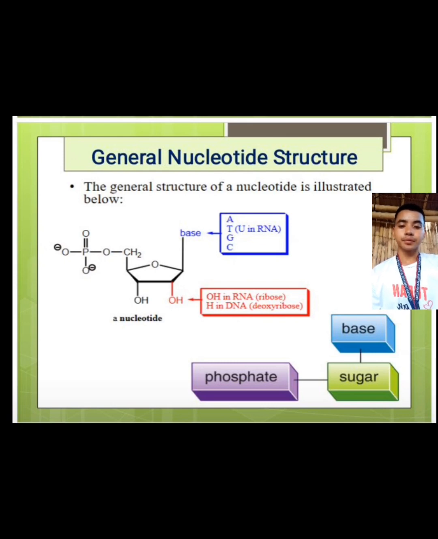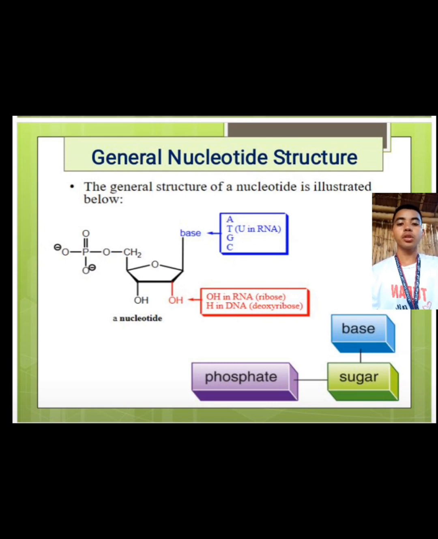So the purines have a double ring structure, and the pyrimidines have a single ring structure. In DNA, adenine pairs with thymine and guanine pairs with cytosine, forming complementary base pairs. In RNA, thymine is replaced by uracil, so adenine pairs with uracil. And the second is sugar.